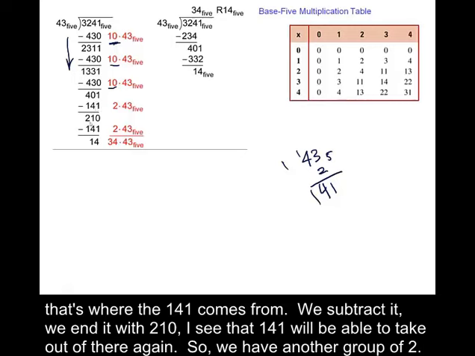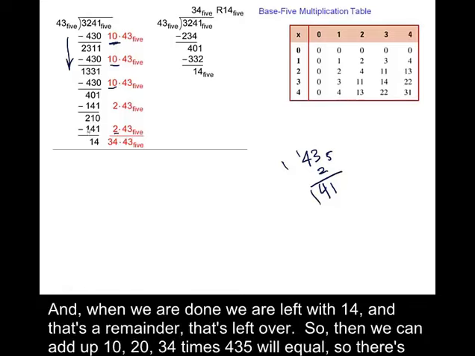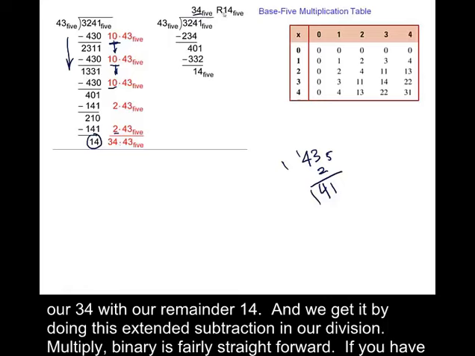I see that 141 will be able to take out of there again. So we have another group of 2. And when we're done, we're left with 14. And that's a remainder that's left over. So then we can add up 10, 20, 34 times 43 base 5 will equal. So there's our 34 with our remainder 14. And we get it by doing this extended subtraction in our division.